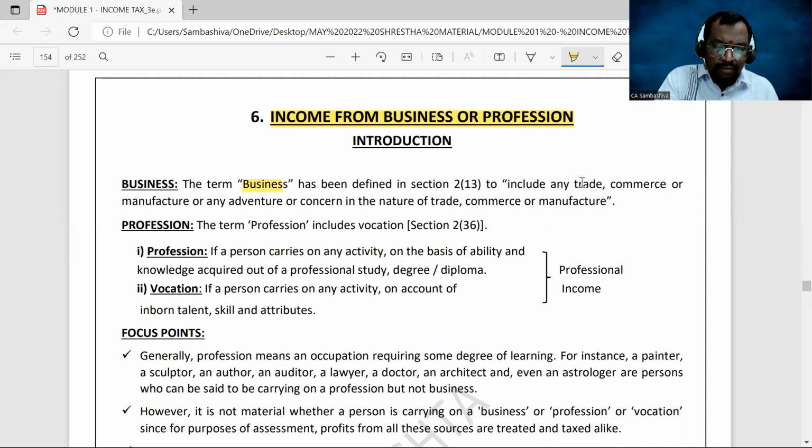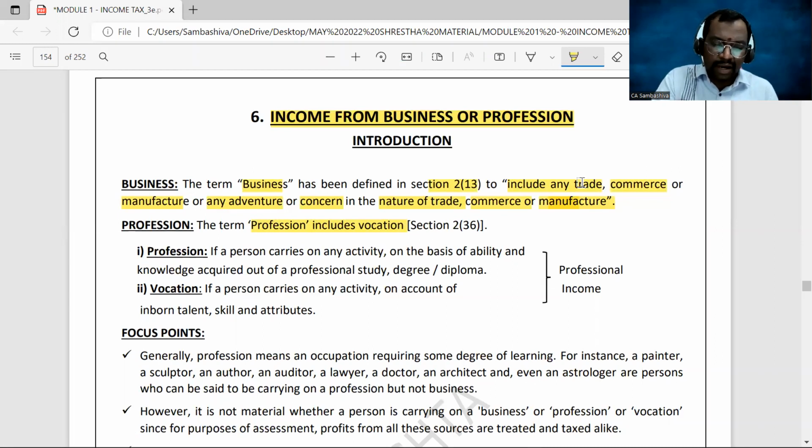Business, the term has been defined in section 2 clause 13 to include any trade, commerce, manufacture, or any adventure or concern in the nature of a trade, commerce, or manufacture. Sir, you have already learned the definition of business in your +1 +2 levels, intermediate. Right. And profession, the term profession includes vocation. That is the definition of profession. Profession includes vocation, and this is defined in section 2 clause 36.